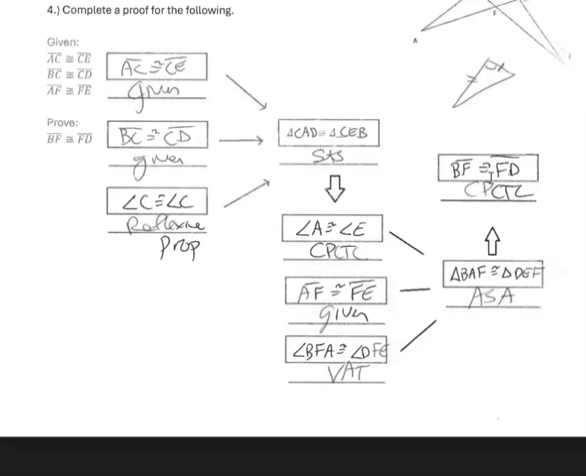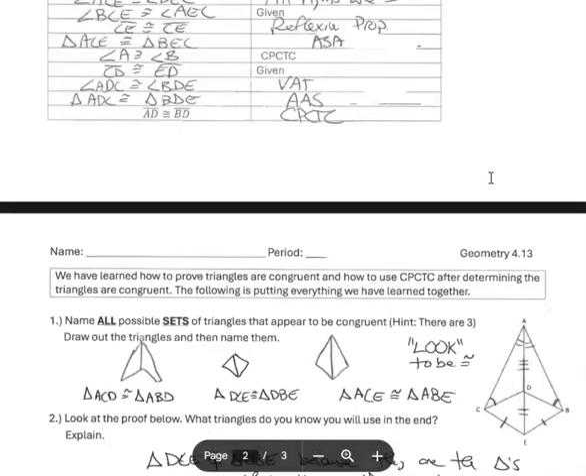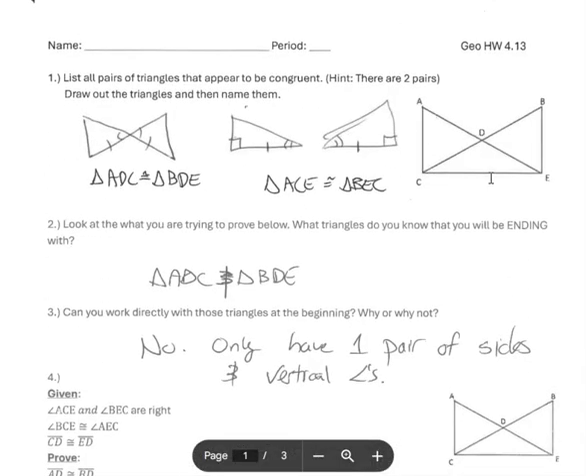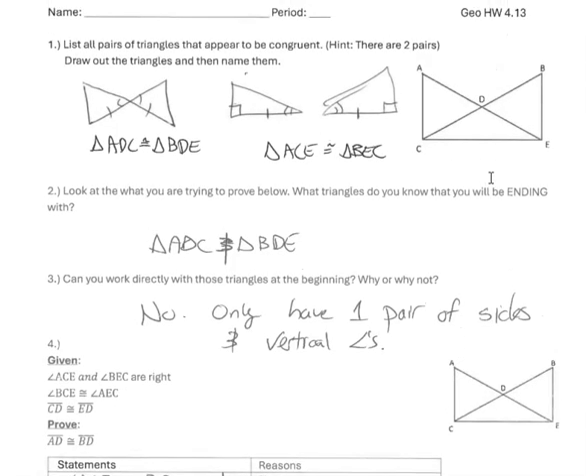This is the last section because it is the hardest. So if you're like, ooh, this is tricky, yeah, it's tricky. Let's take a look at the homework. On this first one, you have to figure out what two triangles look like they are congruent. It looks like the bow tie and the overlappers are congruent. In the end, we want to show AD and BD are congruent. AD and BD are parts of the bow tie.